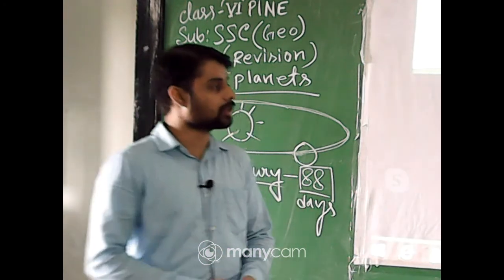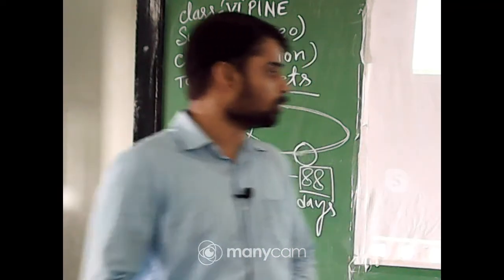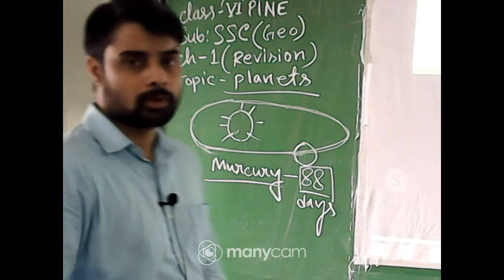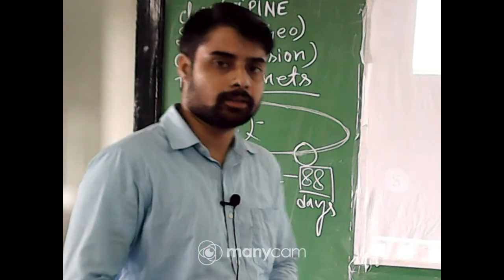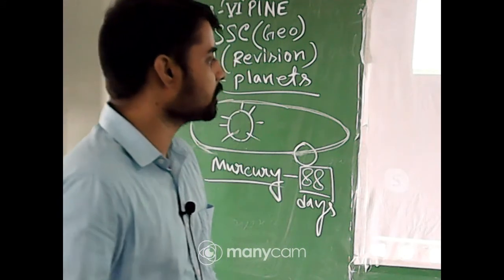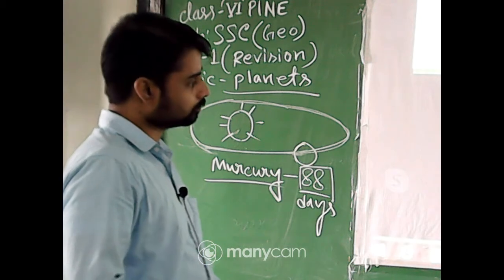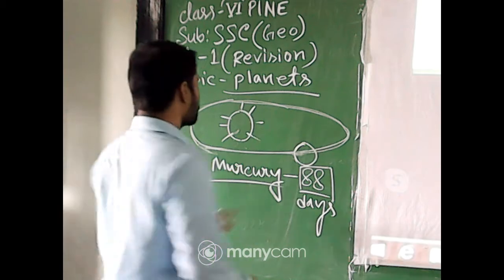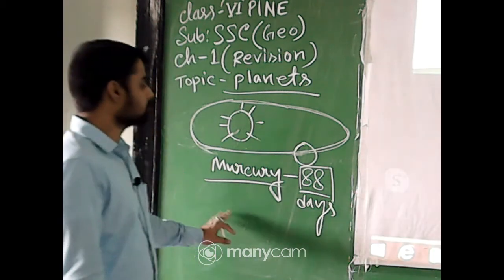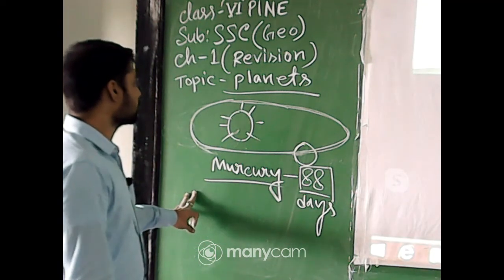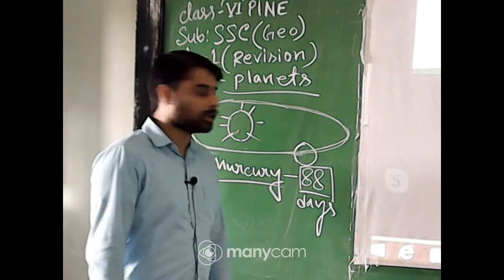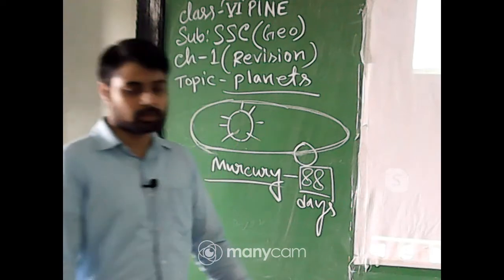And how many days does Earth take to move around the sun? Do you know how many days Earth takes? Okay, 365. Very good, Srija. It's 365 days. Earth takes 365 days to move around the sun, and Mercury takes only 88 days.